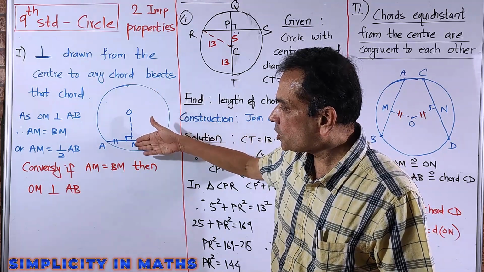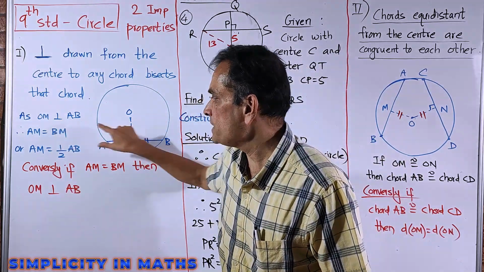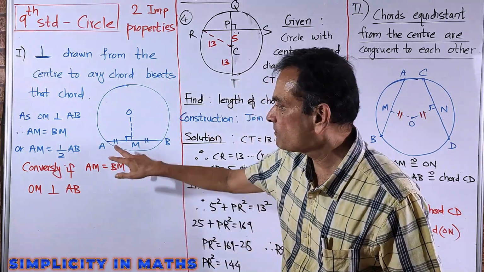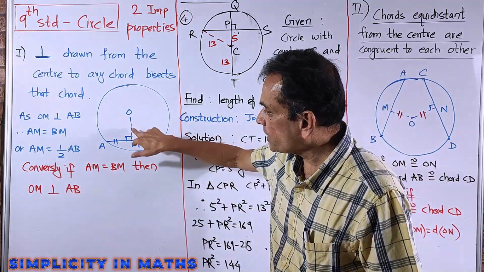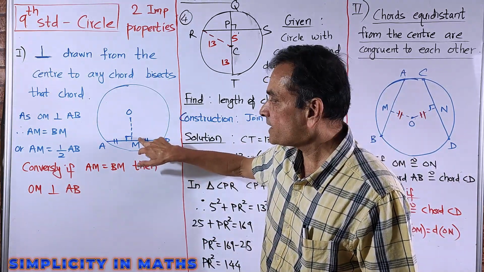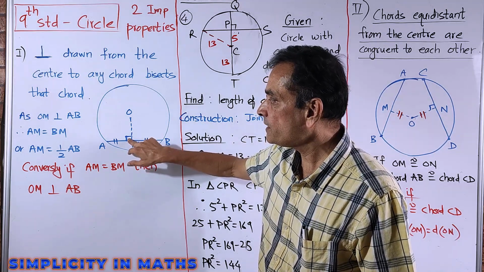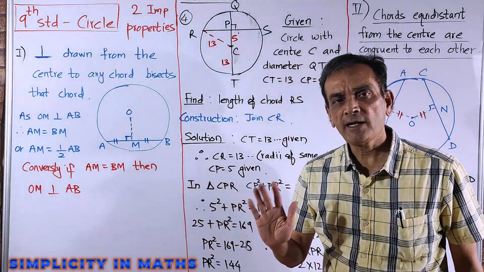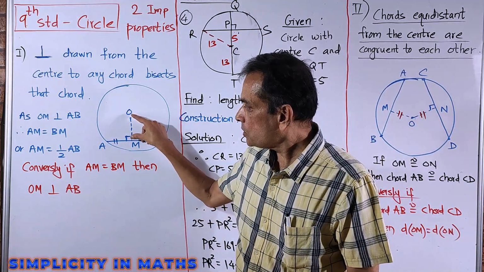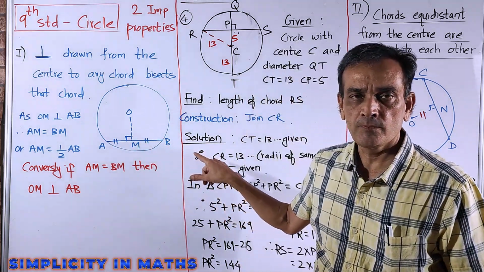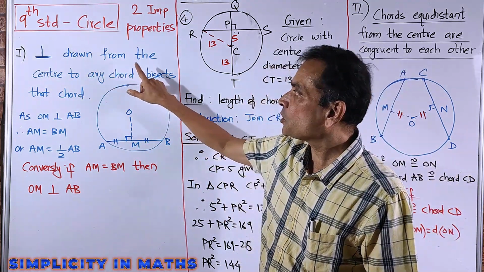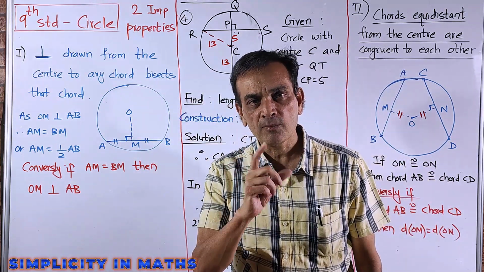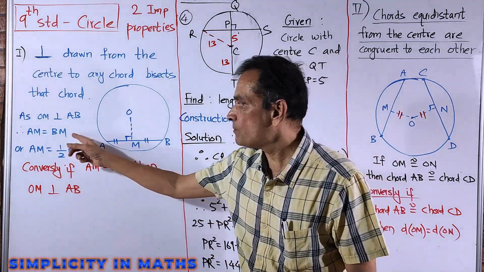सेंटर में से perpendicular draw करो, OM perpendicular to AB. It immediately cuts the chord into two parts. Two equal parts हो जाते हैं, AM equal to BM. लेकिन perpendicular होनी चाहिए. If this angle is not 90, if you draw a line like this, then you won't get two equal parts. So to get two equal parts, OM should be perpendicular to AB. So perpendicular drawn from the center to any chord bisects the chord. Two equal parts मिल जाते हैं, AM equal to BM, which we have shown here.